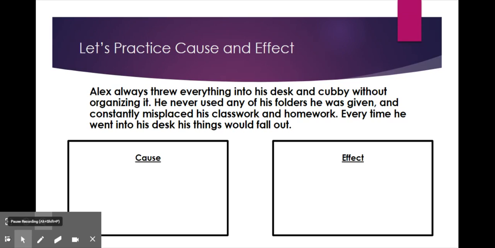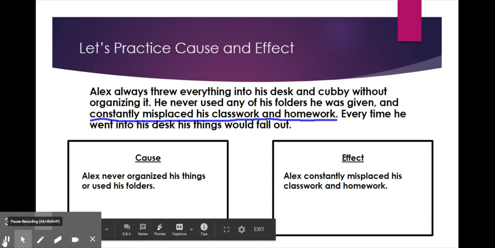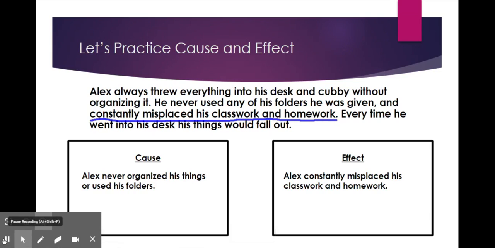What happened? Alex constantly misplaced his homework and classwork. Now, to identify the cause, let's ask ourselves, why did he constantly misplace his classwork and homework? Pause the video and think about it, or write it down. He constantly misplaced his classwork and homework because he never organized his things or used his folders.